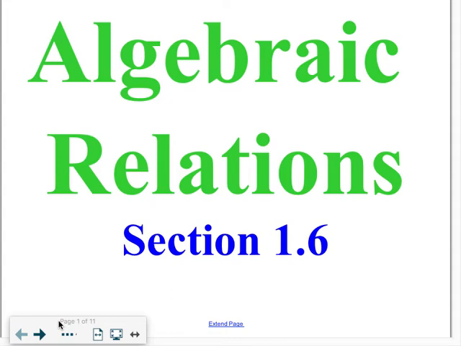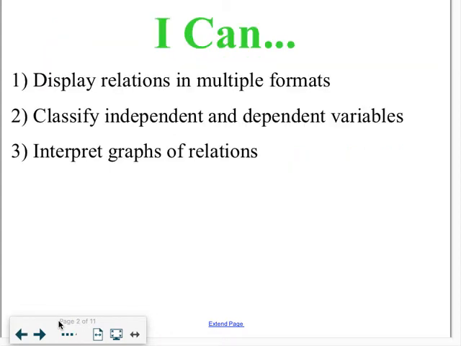Hello class, today we are going to talk about section 1.6, which is called algebraic relations. By the end of today's lesson, you will be able to display relations in multiple formats, classify independent and dependent variables, and interpret the graphs of relations.